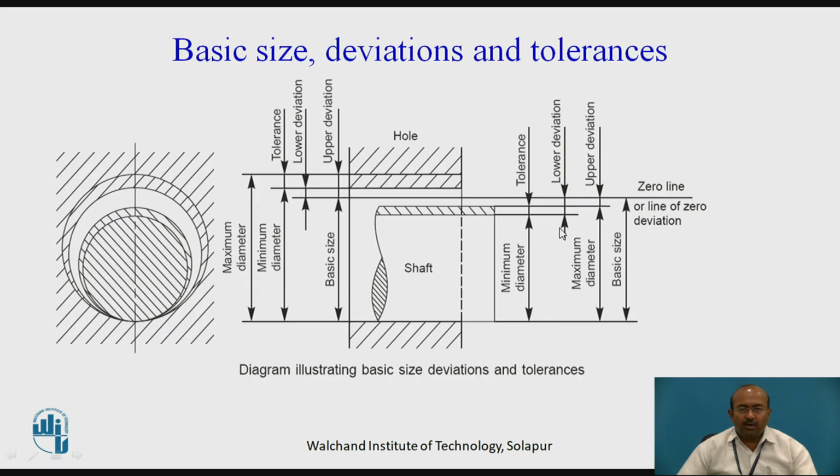At this stage we have to understand that with reference to the basic size and the lower deviation, you get the minimum diameter. With reference to the basic size and the upper deviation, you get the maximum size. Likewise, you can see the tolerance zone shown for the hole element, lower deviation for the hole element, upper deviation for the hole element. These are some of the basics for basic size, deviation and tolerances. I hope you have understood all the terminologies at the outset.